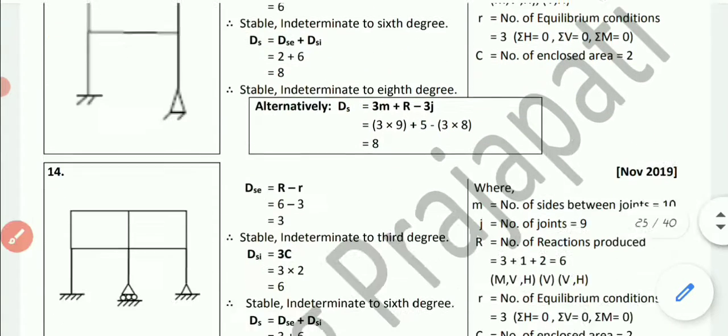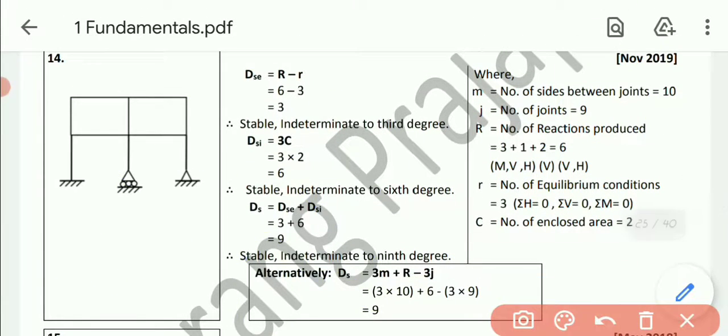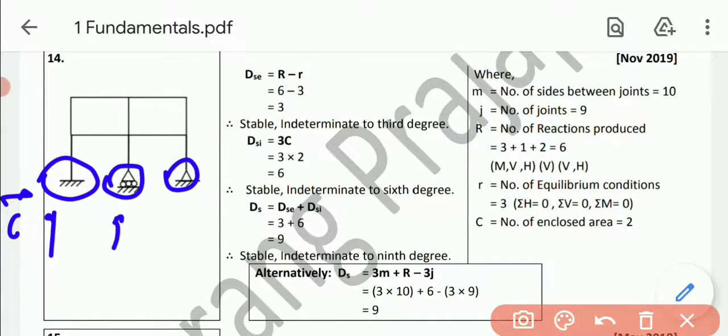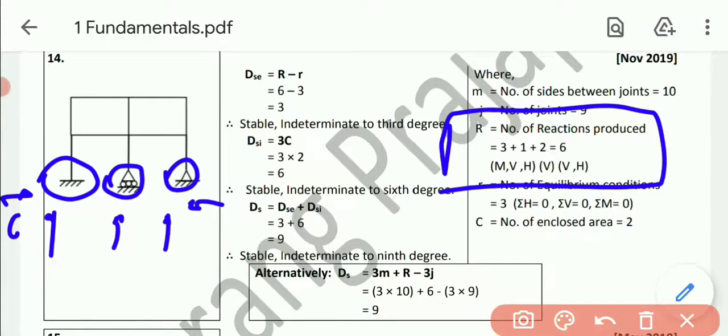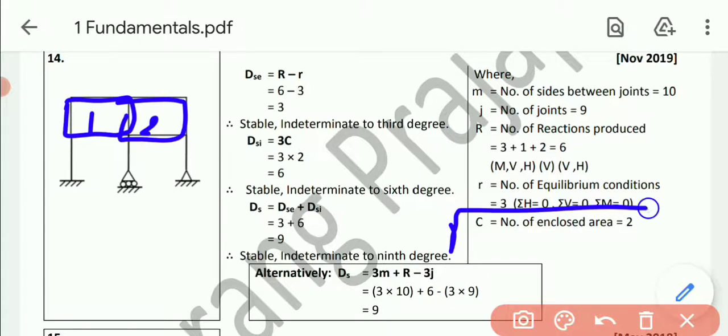Okay, like that. Next is the November 2019 example. Capital R: fixed support, so 1, 2, 3, 3 reactions. Roller support 1 reaction, and hinge support 2 reactions. So capital R is 3 plus 1 plus 2, answer comes 6. Small r is the number of equilibrium equations, that is always 3. Enclosed area: 1 and 2. So enclosed areas are 2.